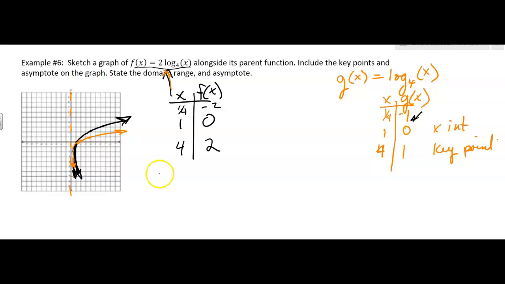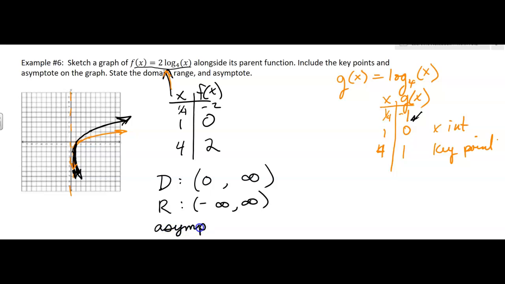Okay, so what's the domain? The domain is still going to be from 0 to infinity. And the range is still going to be all real numbers. And the asymptote's still going to be that vertical asymptote. I didn't draw it, but there it is. It's the same. x equals 0.